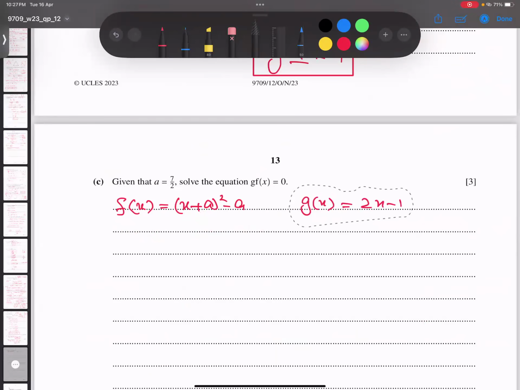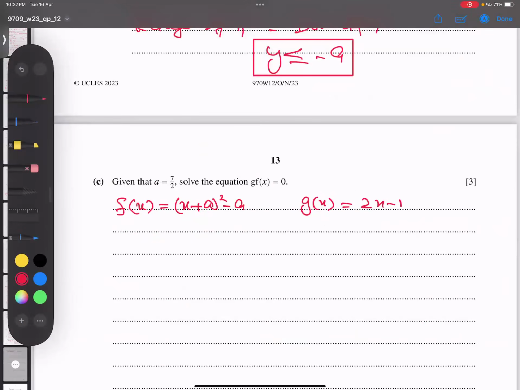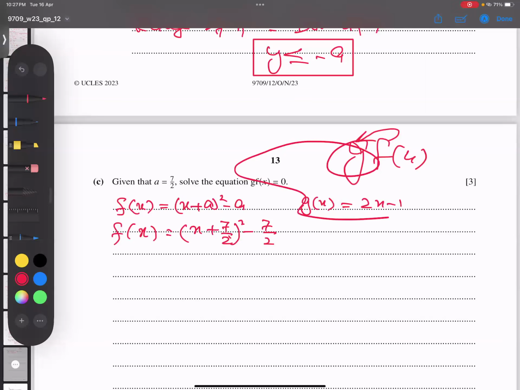All right, basically students, we have a plan. First of all, a will be replaced here, so f of x becomes (x plus 7 by 2) whole square minus 7 by 2. So I have both functions now. The question asks, what is g of f? Whenever this kind of function comes, the right function goes into the left side function. So I will copy the first function, g.